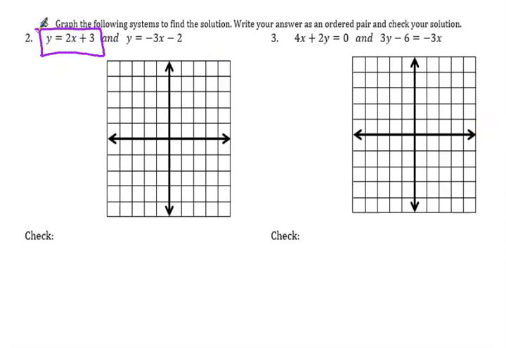Now my y-intercept is 3. 1, 2, 3. And my slope is 2. Up 2 and left 1, or down 2 and right 1. Sorry, folks. What am I doing? All right, up 2 and right 1. There it is. And down 2 and left 1. So is this my positive slope?